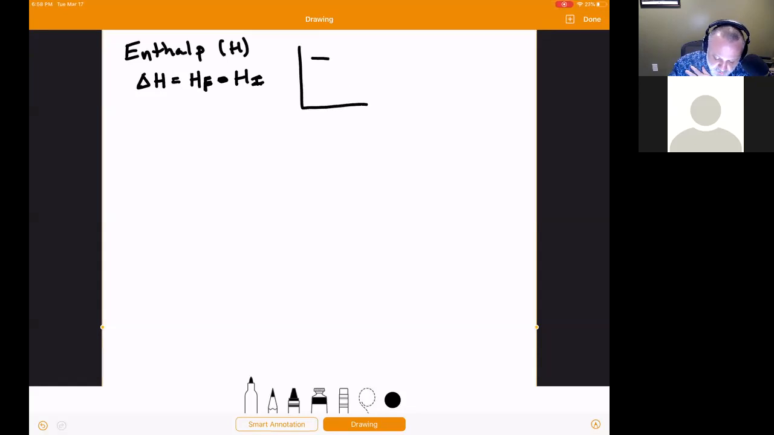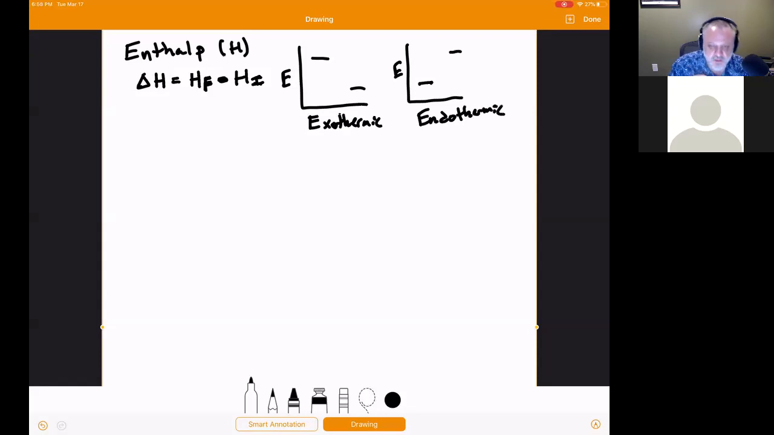Okay, so there was two types of enthalpy that we wanted to talk about. The case where reactants are higher energy than products. This is an energy graph. And the case where reactants are lower energy than products. This is an energy graph. In this case, we called it exothermic. In this case, we call it endothermic. And so one of the things that we need to be able to do in organic chemistry is decide whether or not a reaction is exothermic or endothermic just by looking at it.